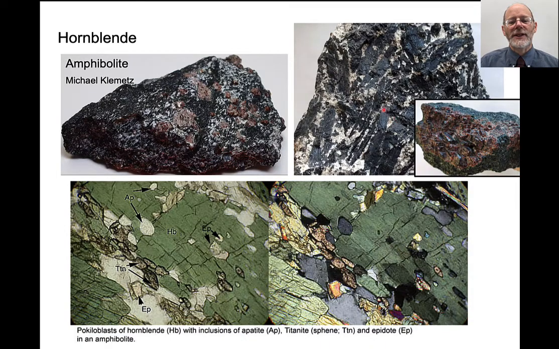Hornblende, black crystals. So here's some black crystals of hornblende. Here is an amphibolite, black hornblende, white plagioclase. This must be iron-rich because it has so much garnet in it. And in thin section, we see moderate green crystals of hornblende. And there are lots of other minerals that can occur: epidote, titanite, plagioclase, apatite, and so on. But the really characteristic mineral is hornblende.